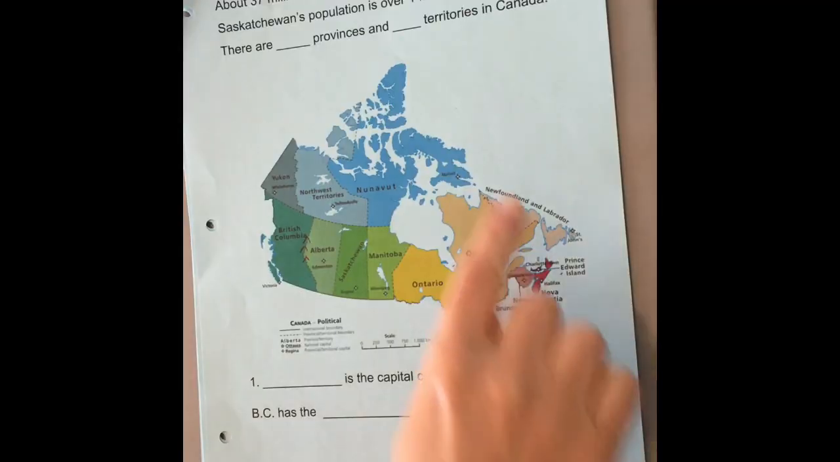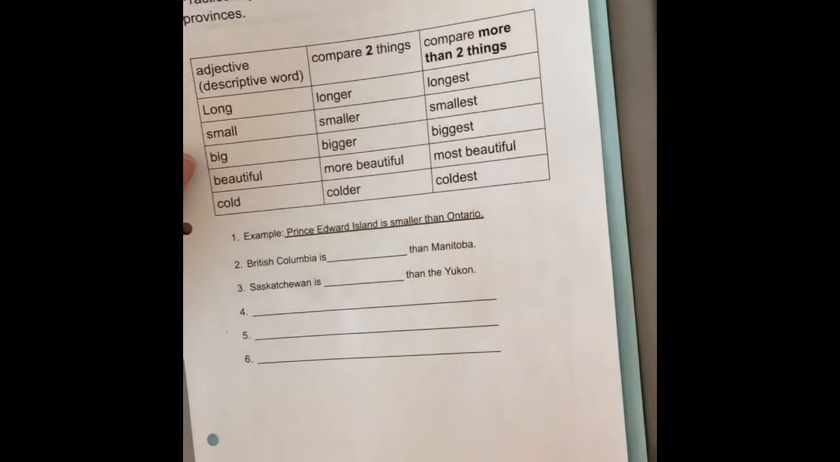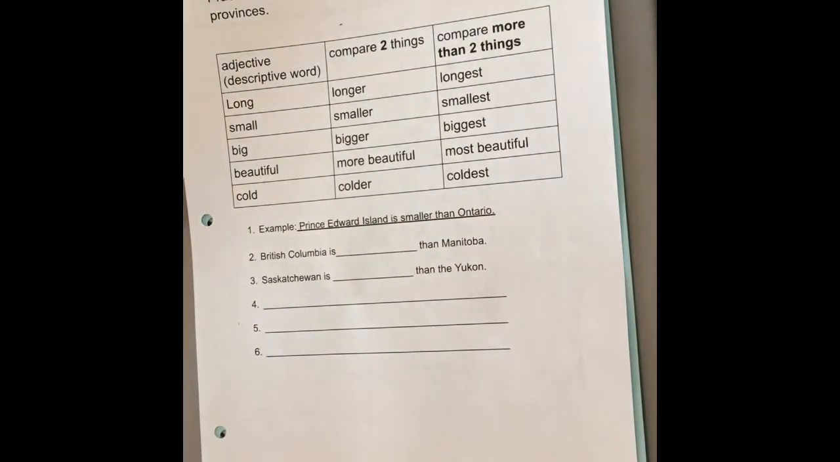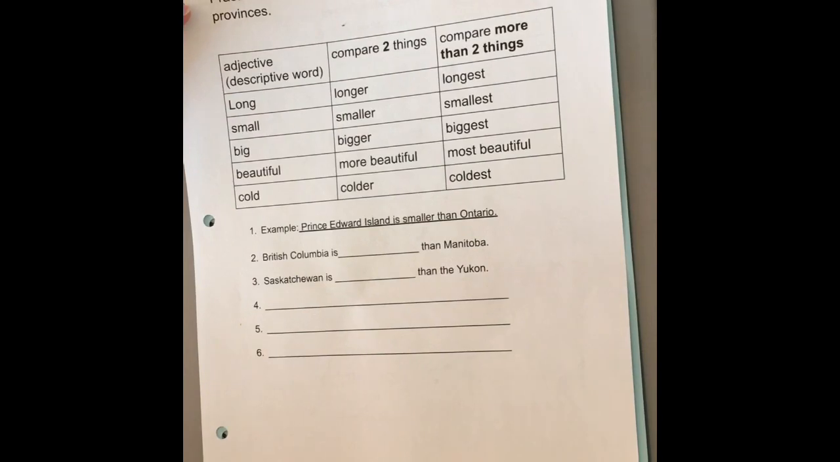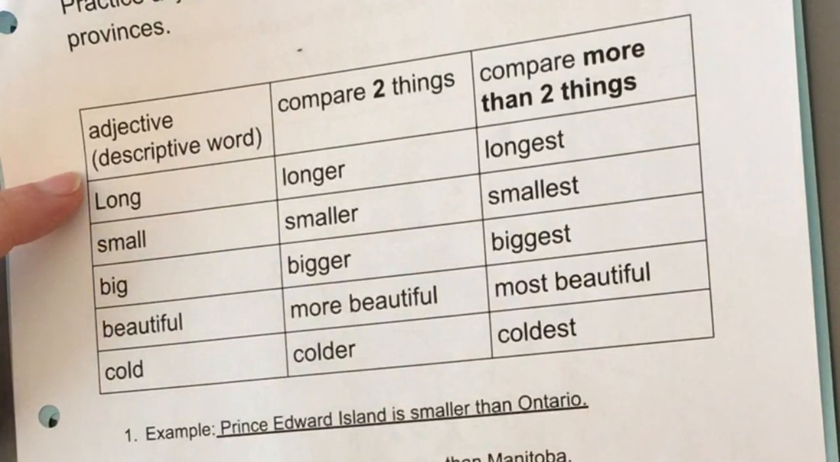Students, we will be looking at the map you have on page 6 and page 10 in your Blue Canada book. Okay, so when you look at this page, it says practice adjectives from this table when talking about the provinces. So what is an adjective? An adjective is a descriptive word. So it's talking about a noun and giving more information about the noun.